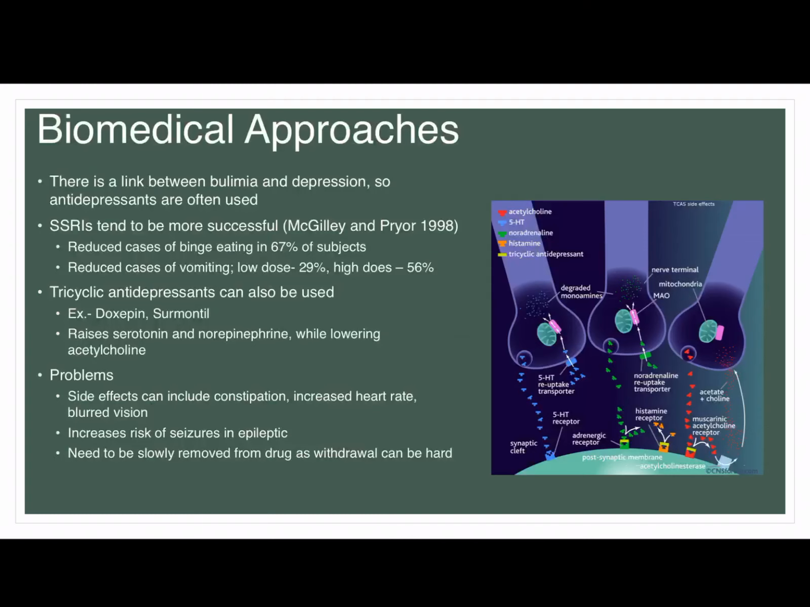We could use SSRIs, selective serotonin reuptake inhibitors, and they tend to be very successful. When they're applied to patients, they tend to lower cases of binge eating, and so the overconsumption of all those calories. It tends to reduce cases of vomiting as well, the purging side. A low-dose SSRI is not as effective with the vomiting issues. The higher doses tend to be more effective, but they carry a lot of negative side effects. There's increased risk of suicide and self-harm with SSRIs.